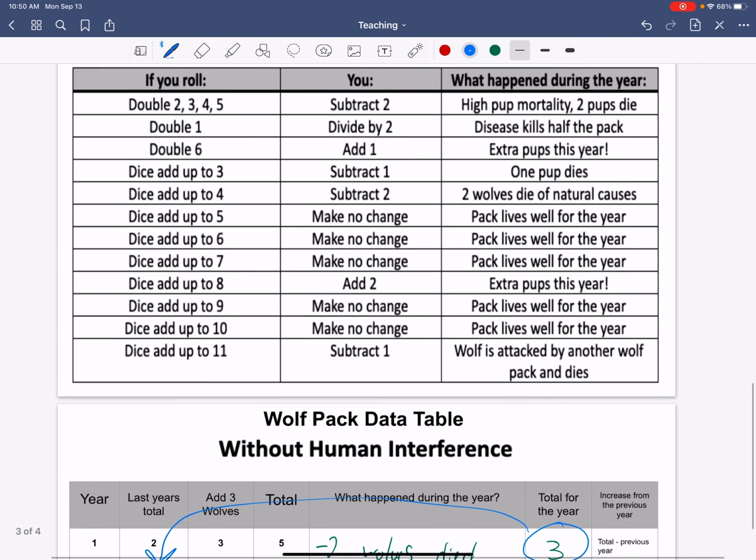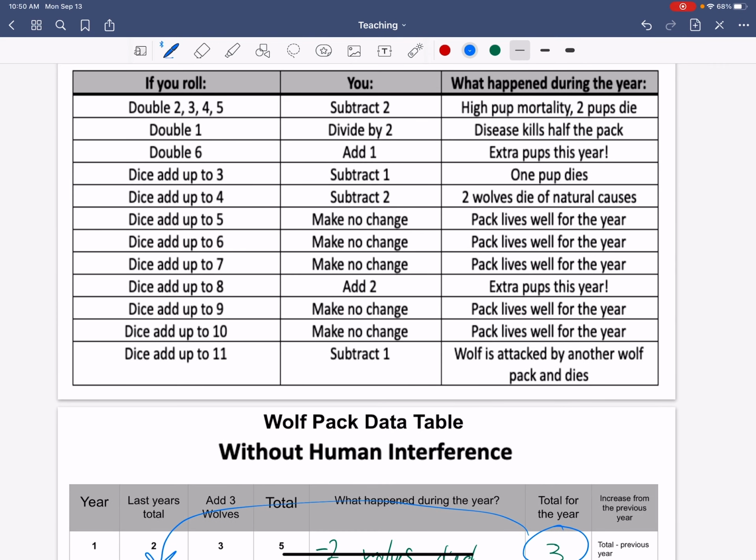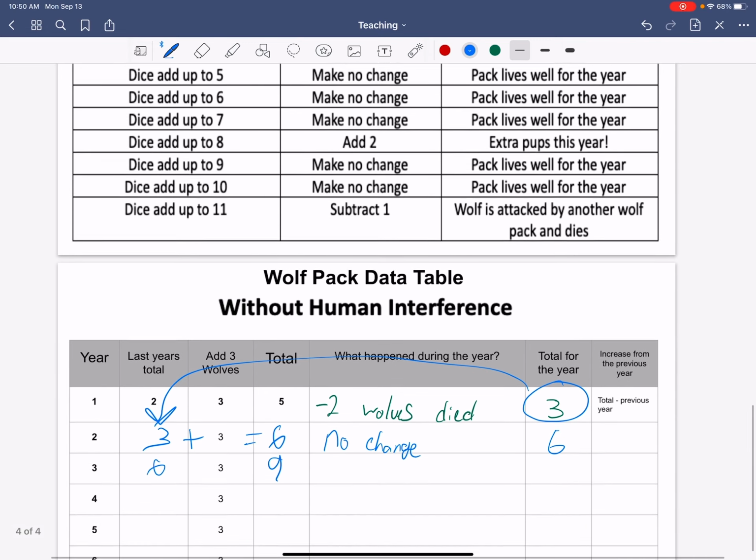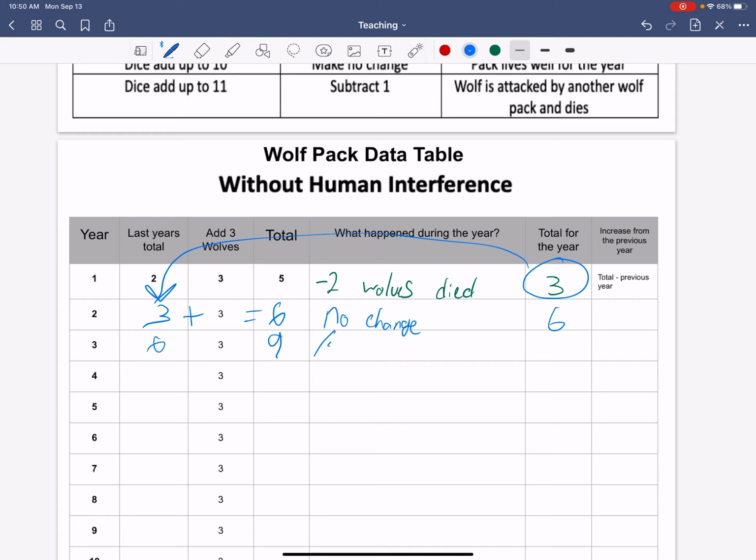Then I roll my dice again. This time I got double 1. That's divide by 2. Disease kills half the pack. So I'm going to make a little note: divide by 2, half die. Very sad. Now, I do 9 divided by 2, but that's an odd number. 9 divided by 2 gives me 4.5. But I can't have 0.5 of a wolf. In math, I'd round that up to 5. But in biology, if I had half a wolf, that half a wolf probably isn't going to survive. So in this case, I'm actually going to round down. And then the following year, I only have 4 wolves plus 3. That gives me 7, and I'd roll the dice and continue.